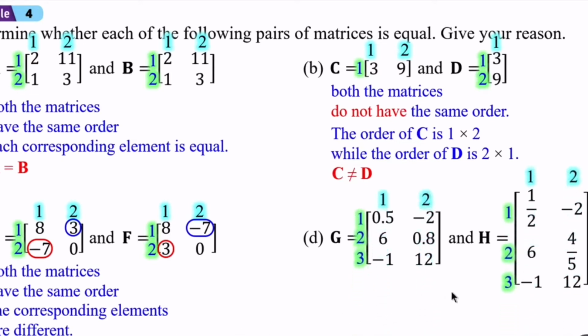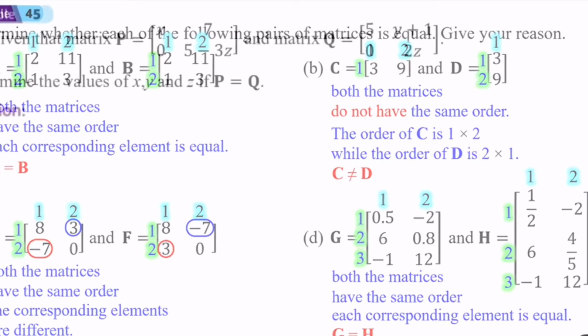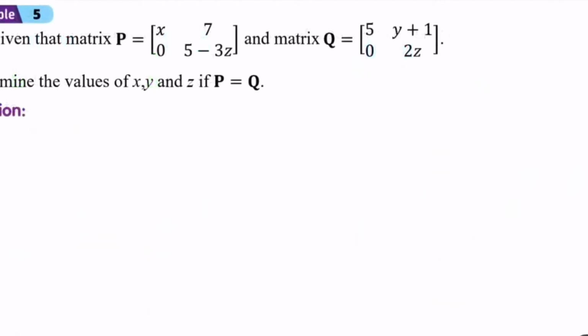And then for G, we have 3 rows and 2 columns, same as H, right? Let's check through. They have the same order, and all the corresponding elements are equal. So we can say that matrix G is equal to matrix H. You can just write G equal to H. And then the basic concept of equal matrix is that the order must be the same, and the corresponding elements must be the same.